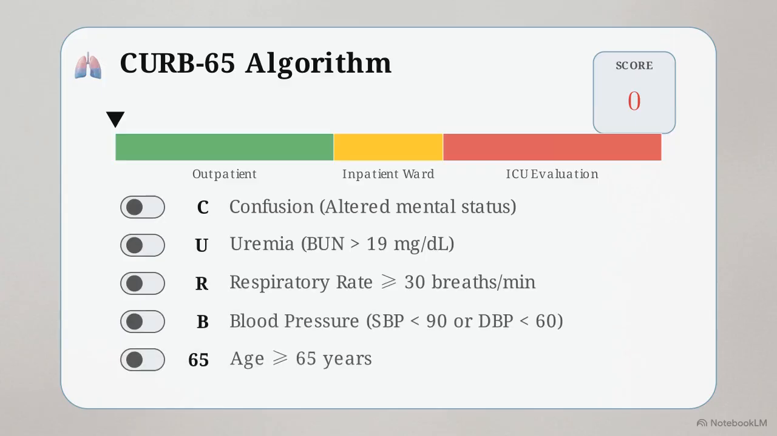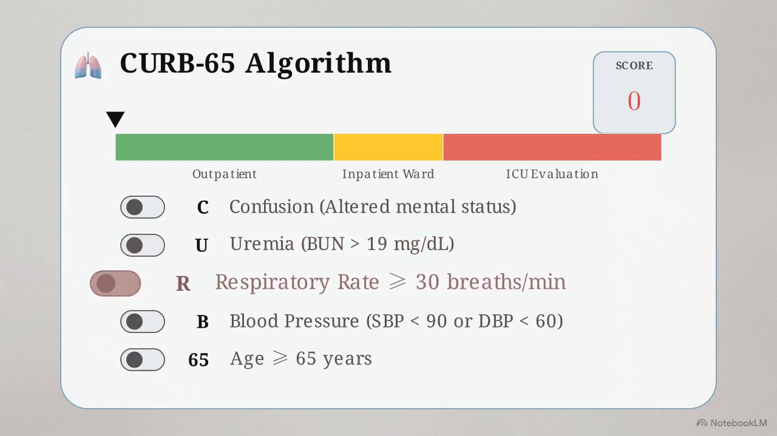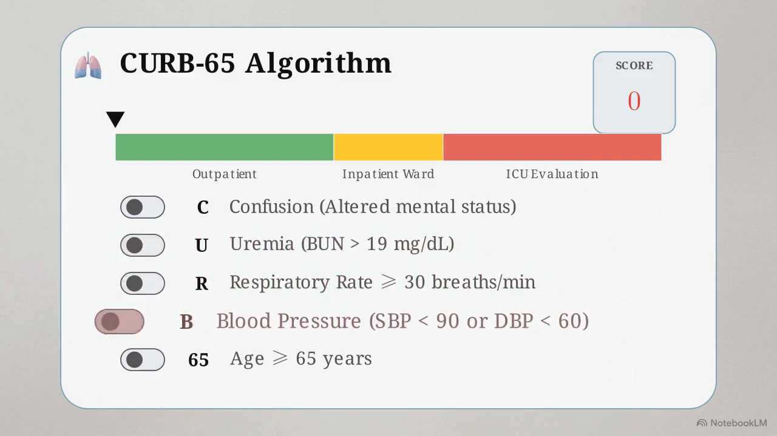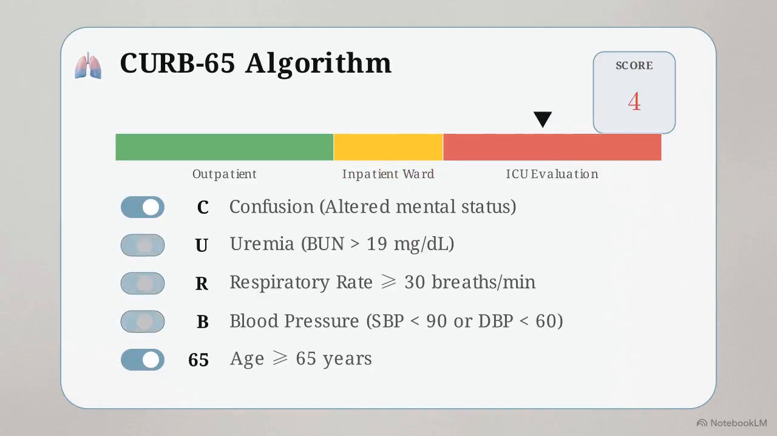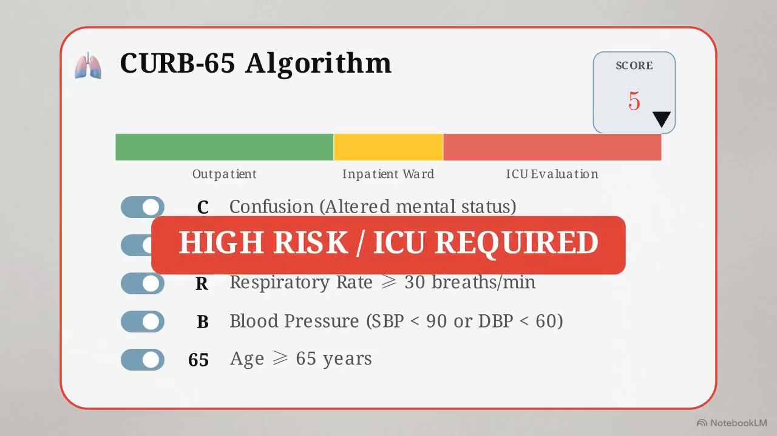It assigns exactly 1 point for each of 5 clinical criteria: confusion, uremia with a BUN over 19, a respiratory rate over 30, a systolic blood pressure under 90, and an age of 65 or older. A cumulative score of 0 or 1 dictates that the patient's risk is low enough to mandate outpatient treatment. A score of 2 requires an inpatient ward admission, but a score of 3 or higher forces a mandatory ICU evaluation for severe, impending respiratory collapse.